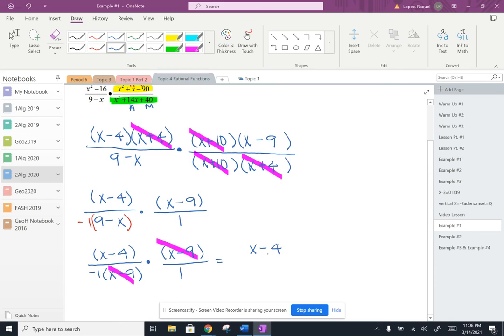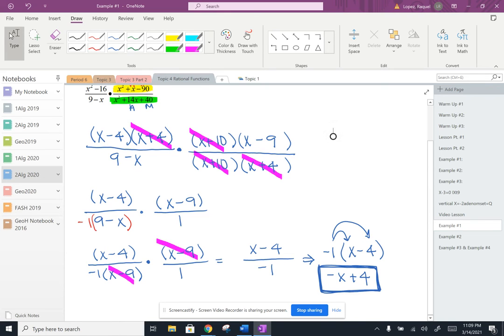x minus 4 all over negative 1 times 1, which is just negative 1. So here it is simplified, and I can actually rewrite this expression as negative 1 times x minus 4. And then if we want to, we could even distribute that negative 1 in, and we would be left with negative x plus 4. So here is our completely simplified expression when we multiply those two original fractions that we were given.